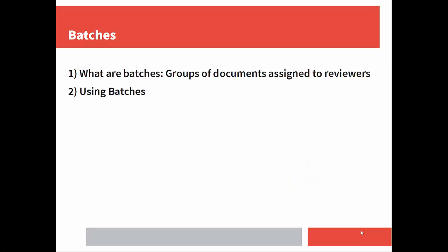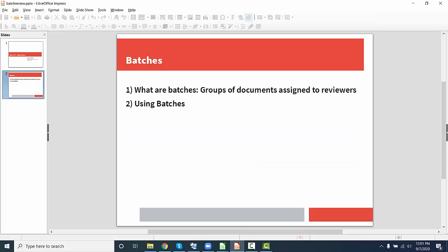What are batches? Batches are groups of documents assigned to reviewers, and we're just going to be exploring how you use them. And we're going to do it from the perspective of a reviewer who has been assigned batches. There's another video on administration of batches, so if you want to know how to create batches and assign them, refer to that video. But this is just for the perspective of a user that has batches assigned to them and they need to get those batches reviewed. So let's hop into the product.